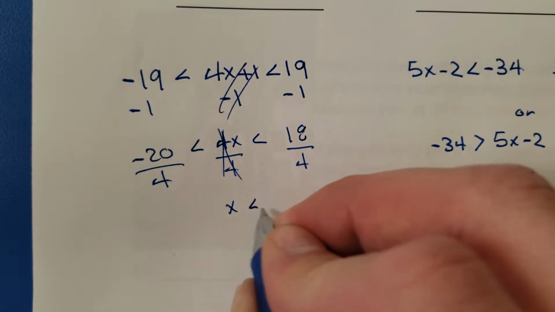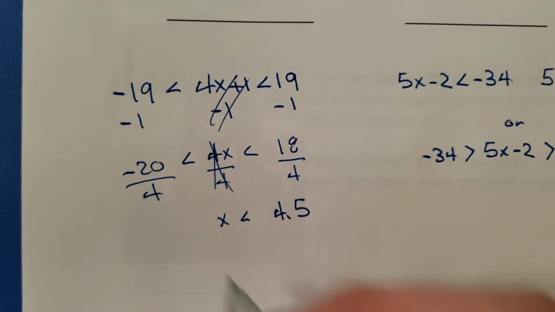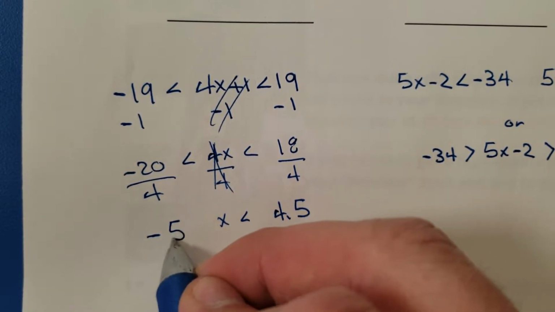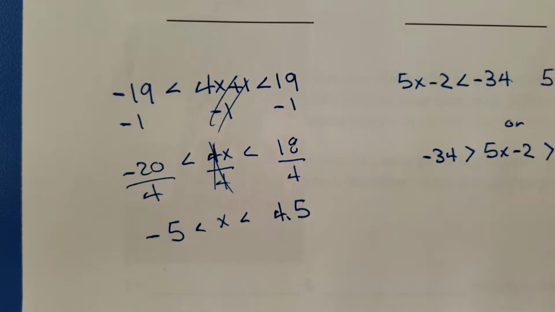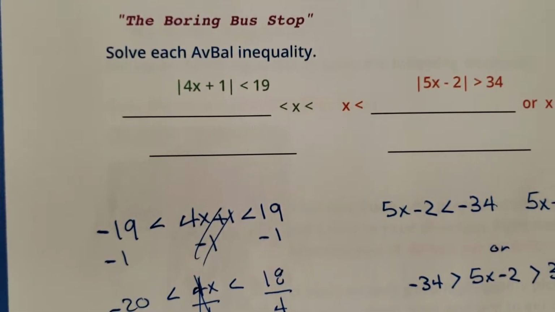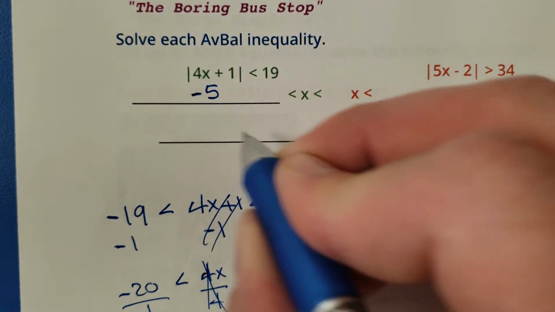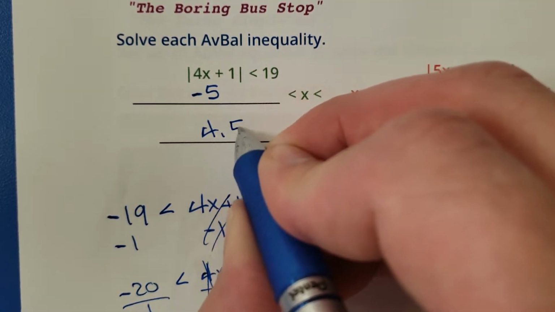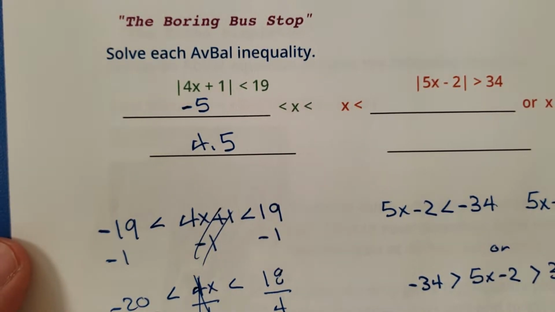Let's see, 18 divided by 4, I believe, is 4.5. So x is going to be less than 4.5. And then negative 20 divided by 4 is going to be a negative 5. So there we go. X is in between negative 5 and 4.5. So let's go up to our blank. Negative 5 is going to be my first number, and 4.5 is going to be my larger number. X has got to be between negative 5 and 4.5 to work properly with math.